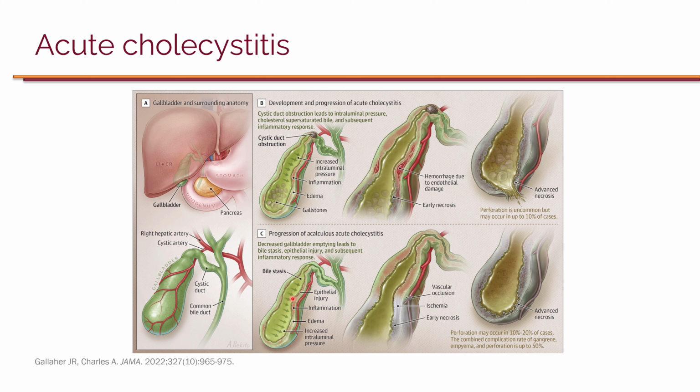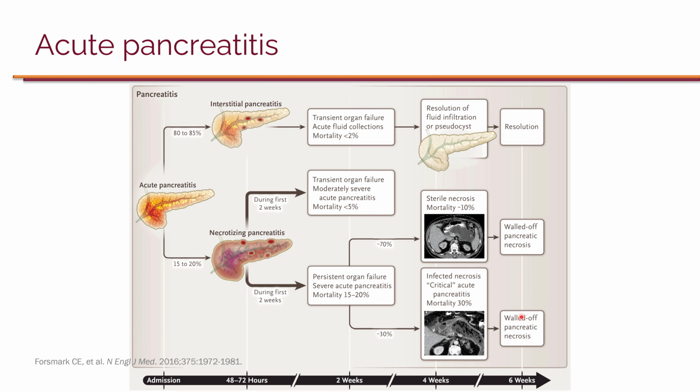Now you can see also in acalculous cholecystitis, this does not involve obstruction from stones, but something similar happens. So, various things can lead to bile stasis. That's because of decreased gallbladder emptying. So if the bile is not exiting through the gallbladder, pressure can build up, and similar to the previous case, as pressure builds up, there could be necrosis of the tissue, and that can lead to perforation and formation of complicated intra-abdominal infections.